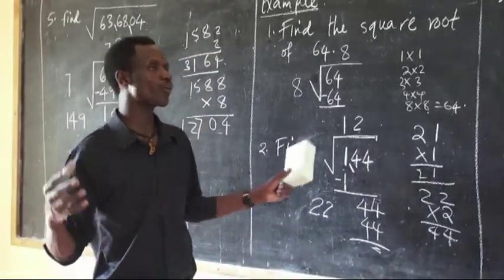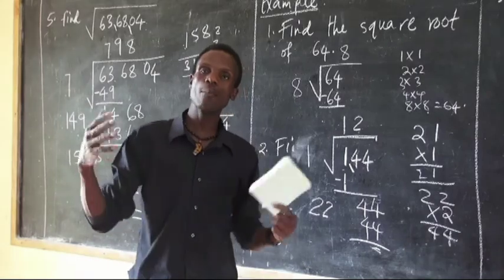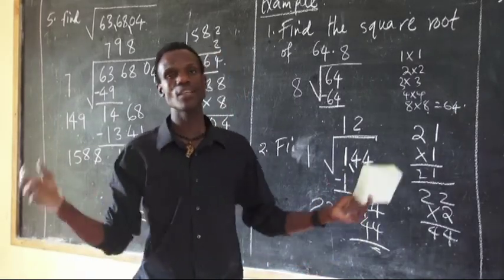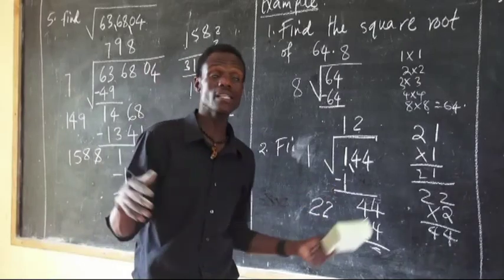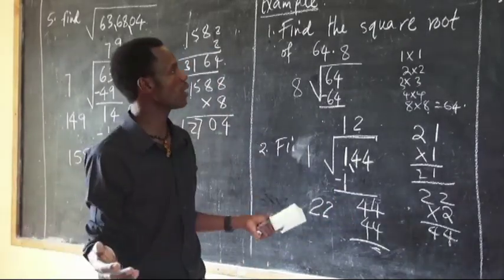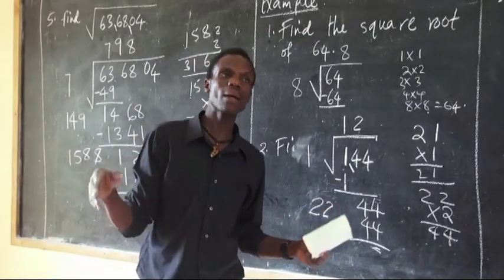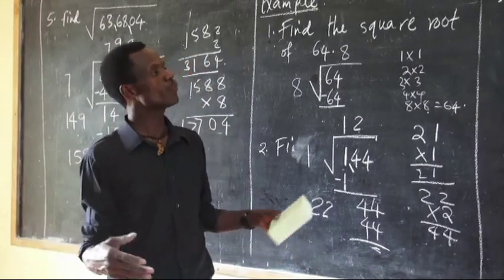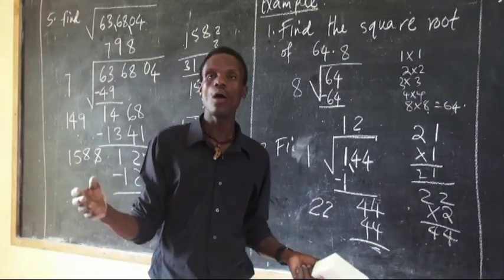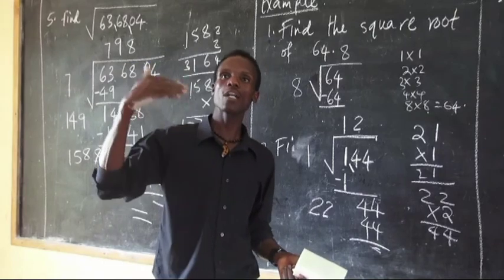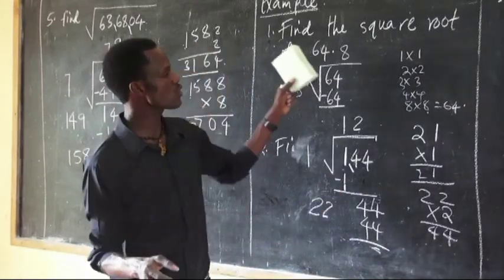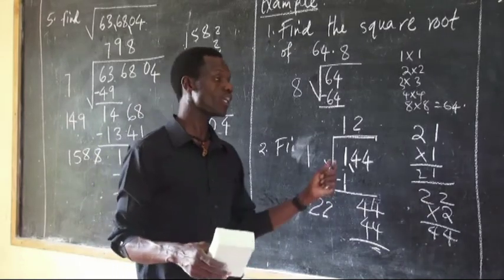And therefore the square is the product of the same number with the same quantity. If it is the square of 7, you say 7 times 7. If it is 8, 8 times 8. But when you talk about the square root, you are looking for the number that was used to find the square number. If you're talking about 144, which number should you multiply by itself so as to get 144? So this is all about calculating the square root of numbers.